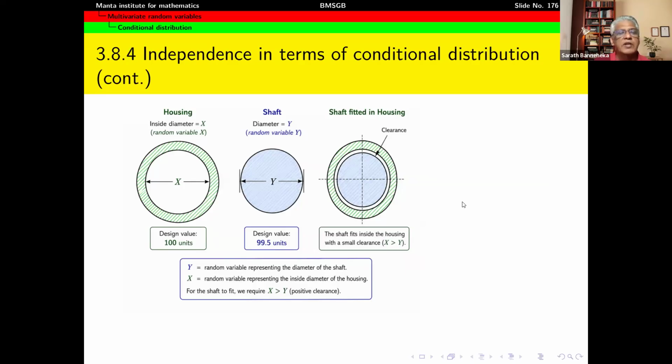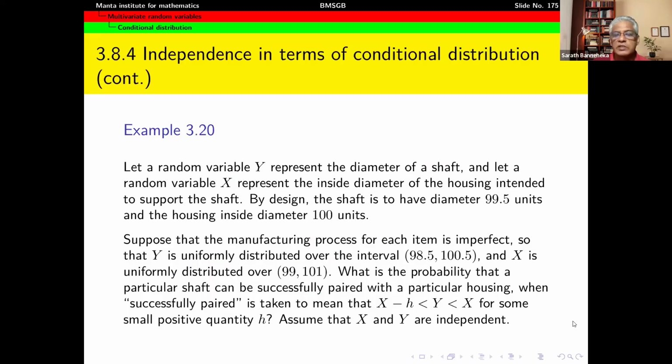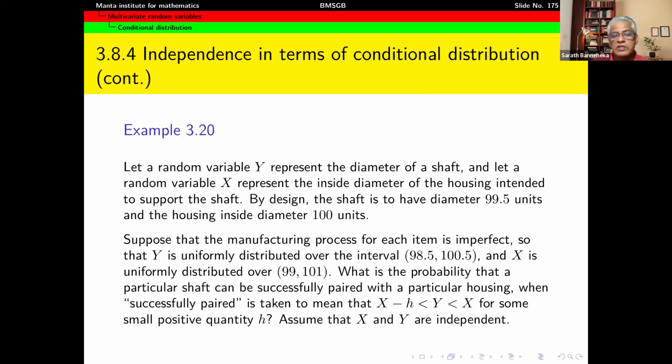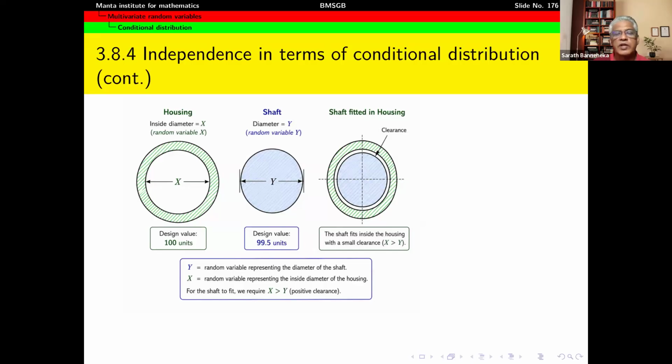So we say that the shaft can be paired with the randomly selected housing successfully if this Y, that is the shaft diameter, is between X minus H and X, where X is the diameter of the housing. X minus H will be a smaller value like that. So if we can put the shaft like this with a small clearance, then we say that they are successfully paired. So we are interested in finding out the probability of this kind of situation.